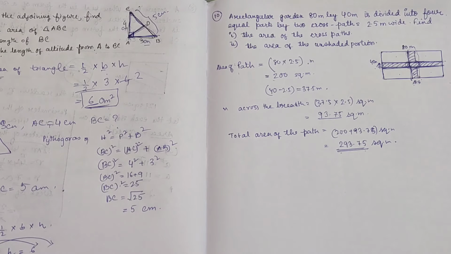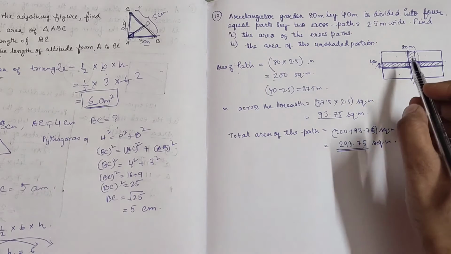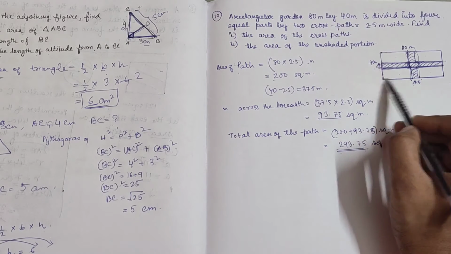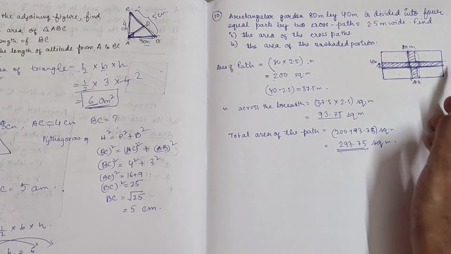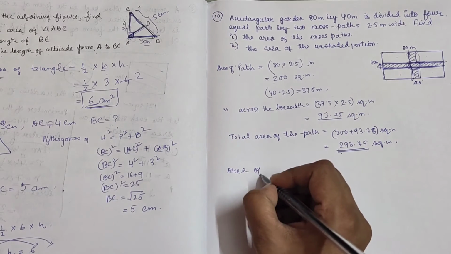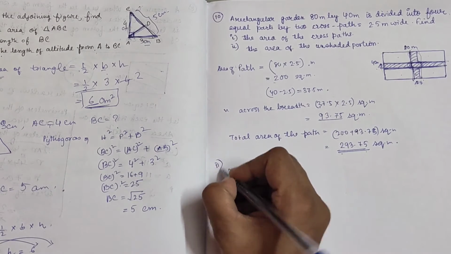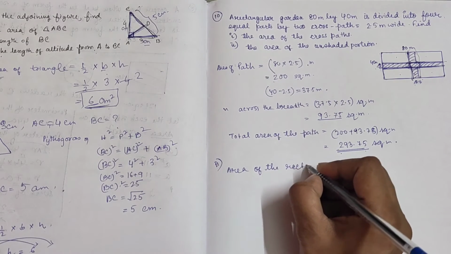Now we have to find out the area of the unshaded portion. How can we find out the area of the unshaded portion? First we have to know the total area of this rectangular garden. Number 2 we are doing: area of the rectangular garden.